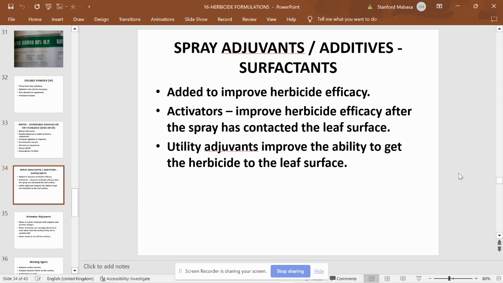Now let us just talk about spray adjuvants, additives, surfactants. These are inert materials which are added to improve herbicide efficacy. Activators improve herbicide efficacy after the spray has contacted the leaf surface. Utility adjuvants improve the ability to get the herbicide to the leaf surface.